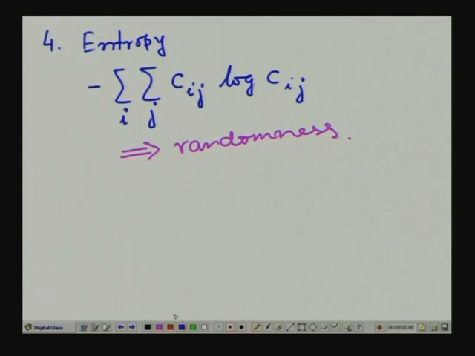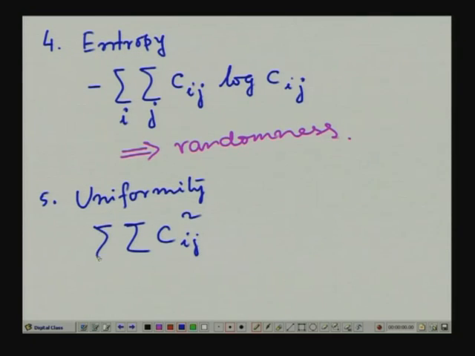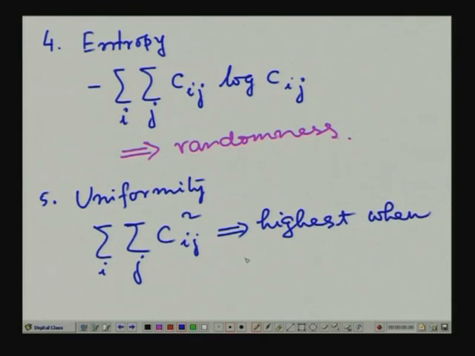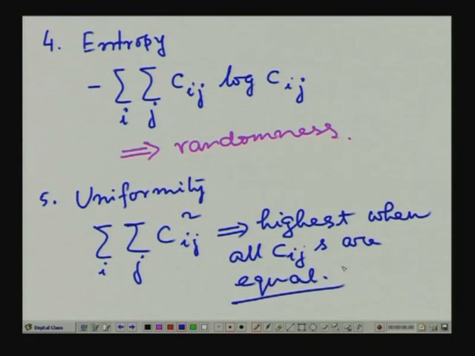Similarly, the fifth texture measure that we can obtain from the co-occurrence matrix is what is called uniformity, which is defined as the summation of C(ij) squared, and here again you have to take the summation over i and j. So, you will find that this value, uniformity, will have its highest value when all C(ij)'s are equal. That means, the co-occurrence matrix for that particular texture is a uniform co-occurrence matrix.